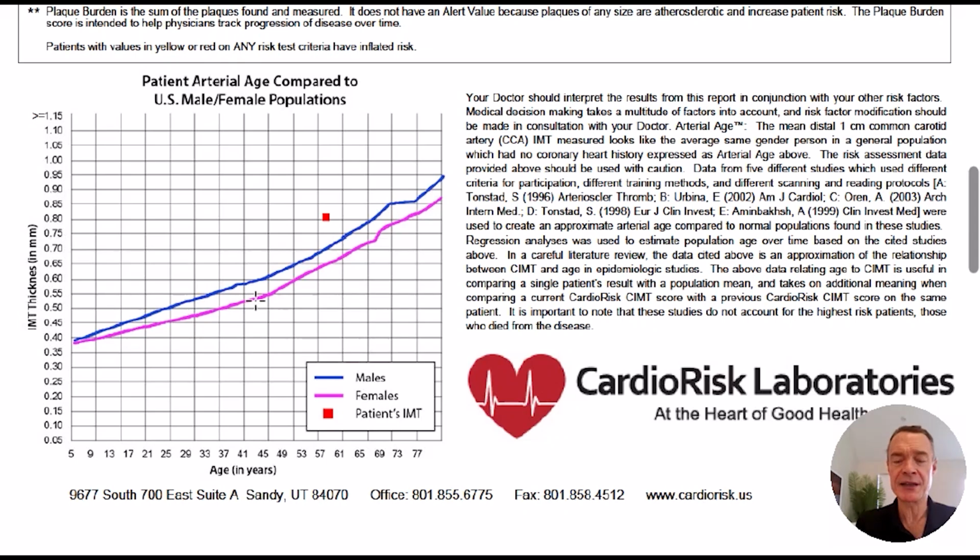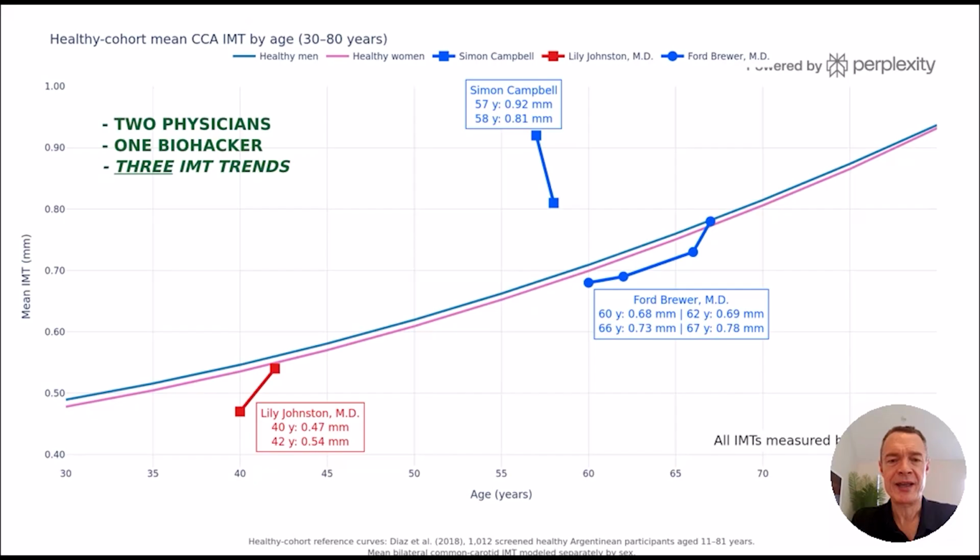And for fun, I said, plot Lily Johnston's values on it, right? And then for even extra fun, I said, plot Dr. Ford Brewer's numbers on it, because he does CardioRisk scans. He's a low-carb, keto kind of a guy. And let's have the 3 dots and the trend lines on a chart that is predominantly just healthy people. And here we have it.